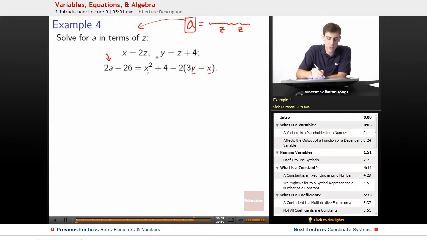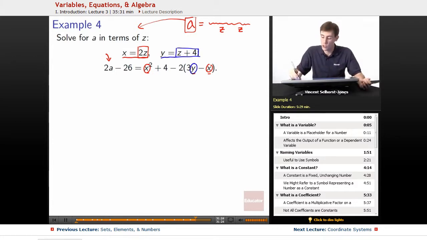So if we know x equals 2z and y equals z plus 4, we need to get that z stuff to show up here, and we need to get rid of the y and get rid of the x. So we'll use substitution. So x equals 2z and y equals z plus 4. Right here we've got a y, here we've got an x, here we've got an x.